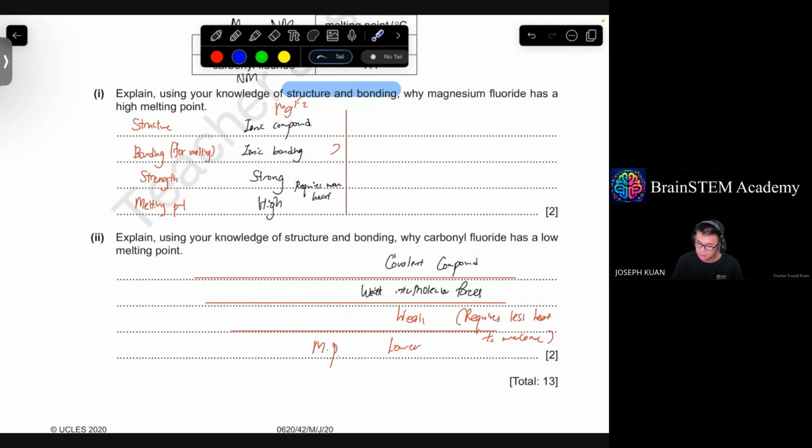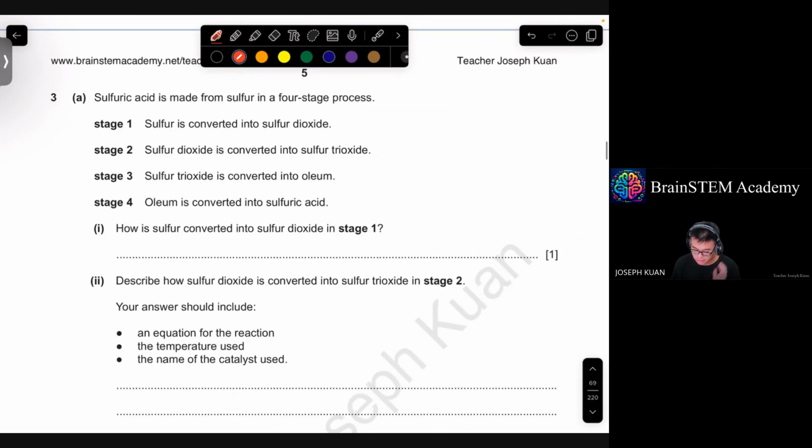And then you just talk about which one requires, sorry, should I say, you separate them in terms of just trying to tell that it requires more heat to break the ionic bonding in magnesium fluoride. And then for 2, you just say that you require less heat to overcome the weak intermolecular forces. Right? That should be able to get you all 4 marks. Okay. Moving on to the next question.